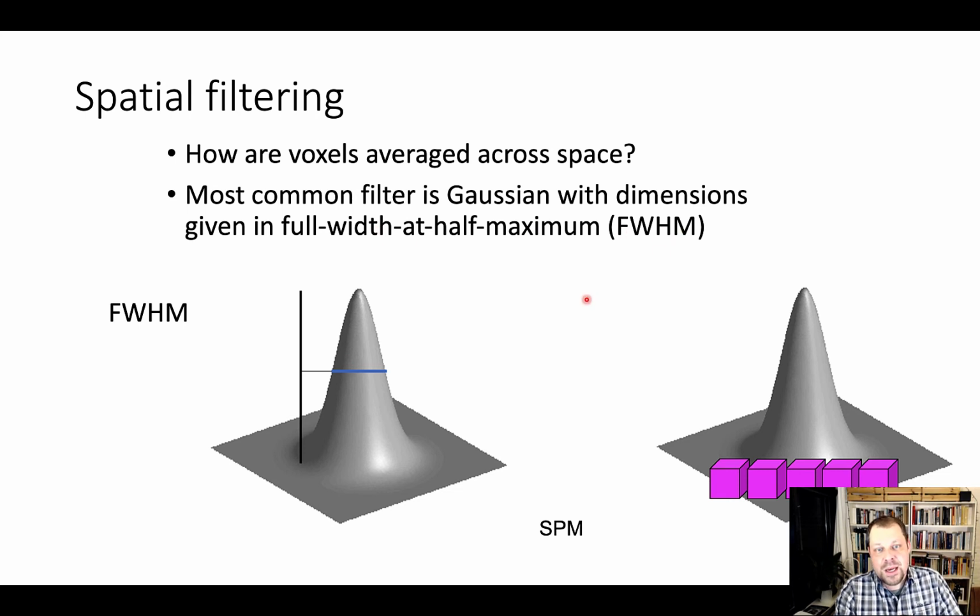And typical sizes are between 2 times the voxel size, in our case, that would be 6 millimeters, up to 10 millimeters. And here's an illustration about how this relates to voxel sizes, for instance. So we have about 4 times the voxel size at the maximum here, but it's about 2 times the voxel size at full width at half maximum.